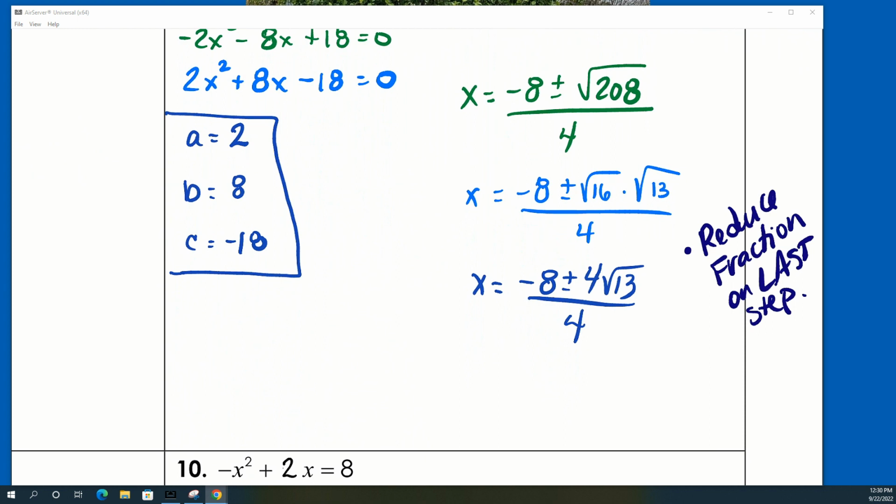And so one thing to kind of help you remember when to reduce is you're going to draw a heart. All right. So at this point, there's 3 numbers that are outside of the square root. So what you're going to do is draw a heart around them. It's kind of like a heart.